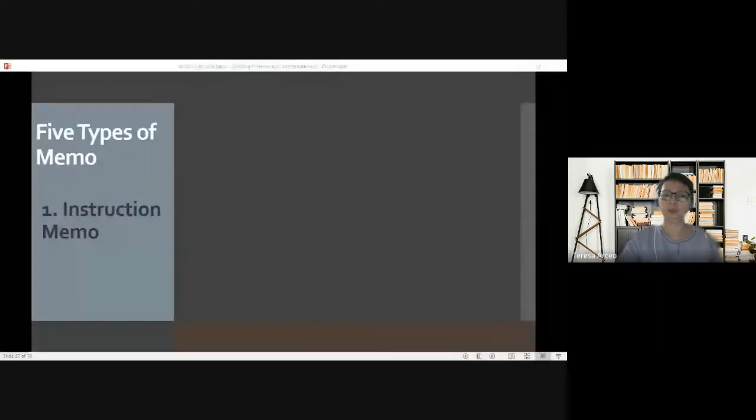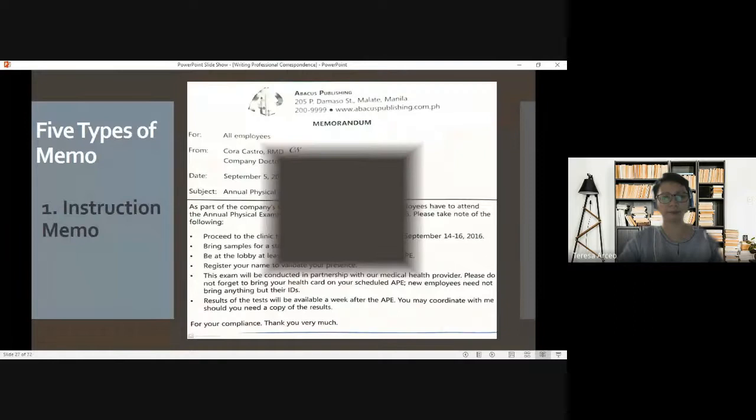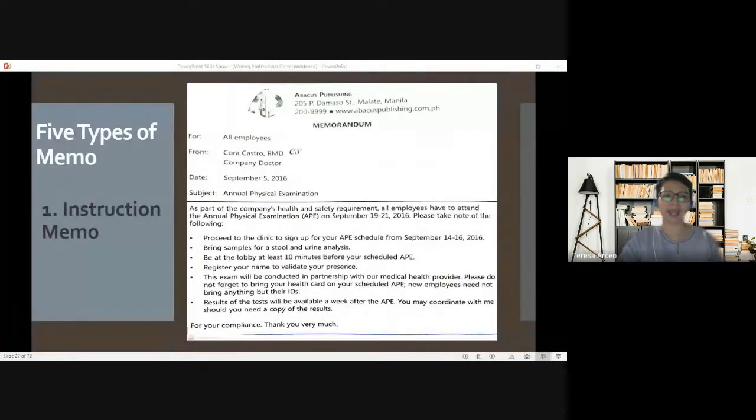Now that we are done with the parts of a memo, let us now discuss the five types of memo. First, we have the instruction memo. It provides the information needed by the readers to accurately perform directions. An example is one which directs the employees on how to have their annual checkup at the company clinic.